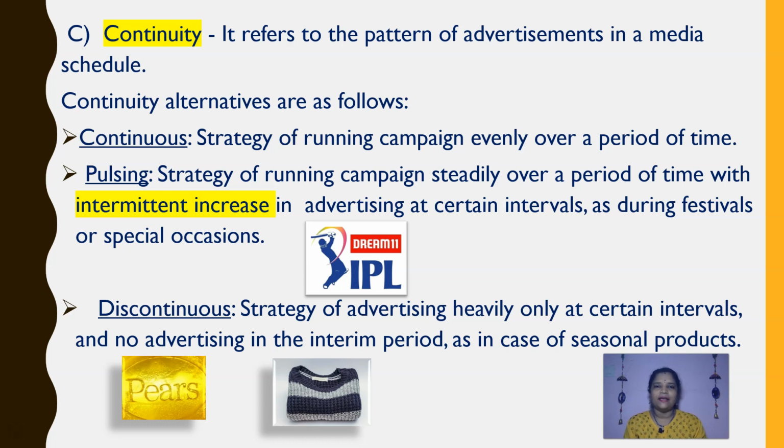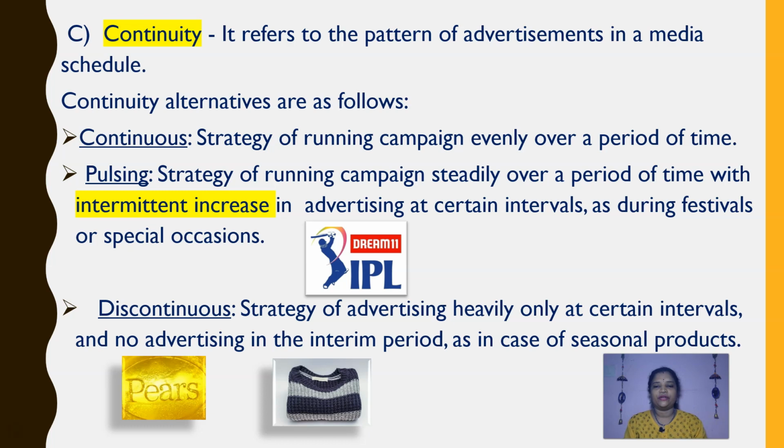Then you have pulsing. It is the strategy of running a campaign steadily over a period of time with intermittent increases in advertising at certain levels, such as festivals or special occasions. The relevant thing which I can talk about is the IPL. During this season, you might know so many ads are coming and you can see a lot of things happening only during IPL, right? That is pulsing. Then the third one is discontinuous.